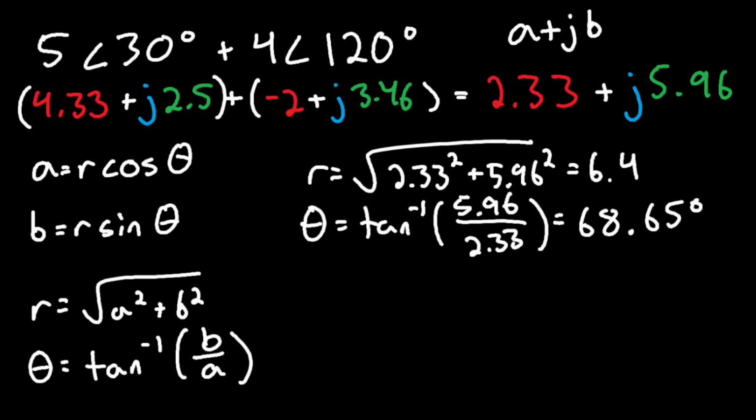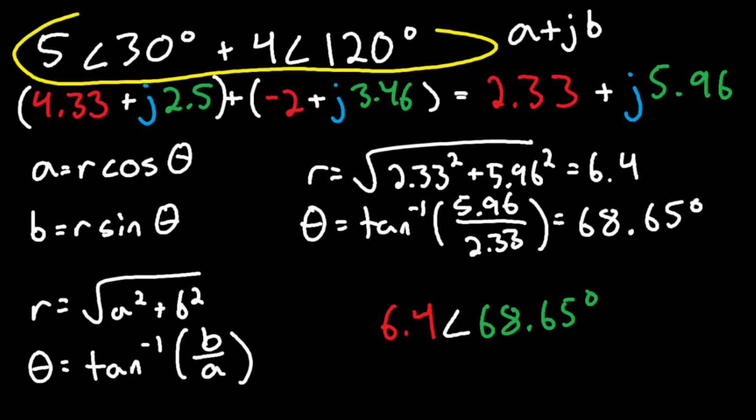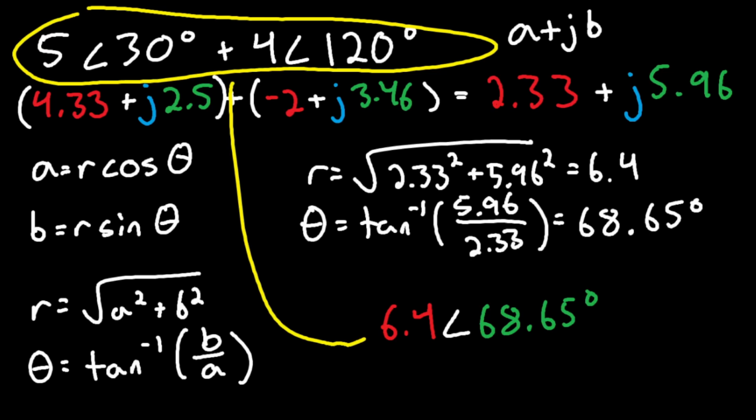So we have r and we have theta. We just need to write this in the polar form again. So 6.4 and 68.65. So this guy right here is equal to these two polar coordinates added together.